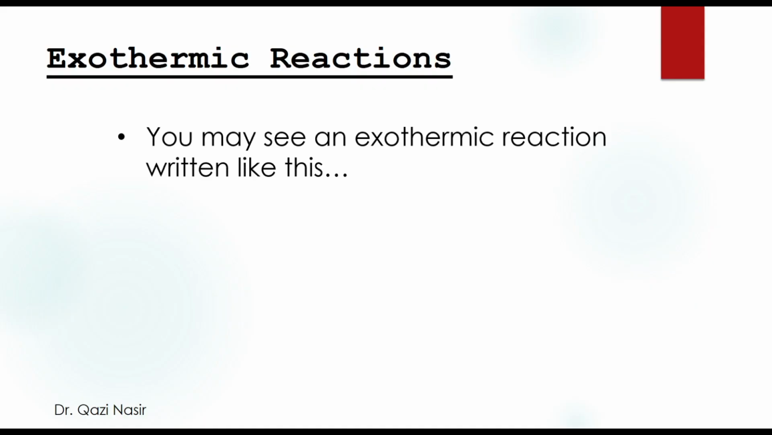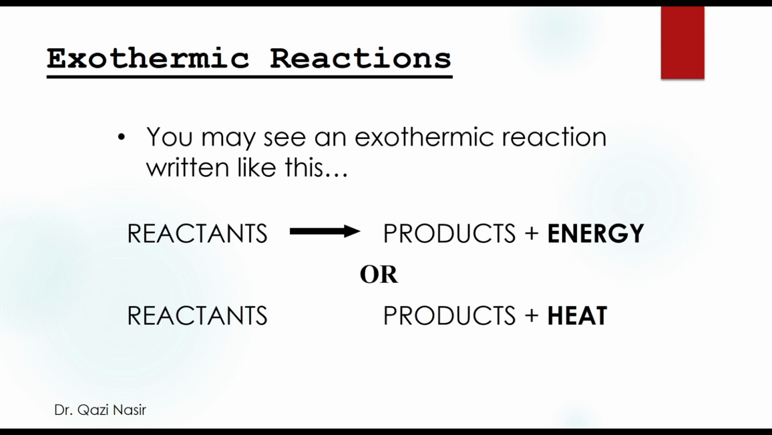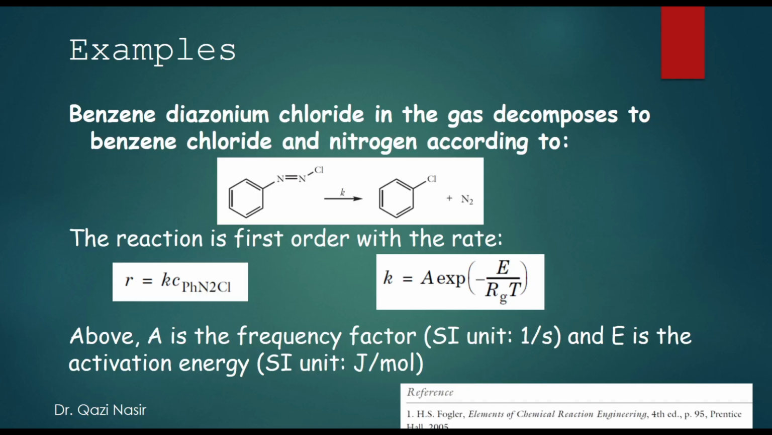An exothermic reaction may be written like this, where the reactants go to the product plus some energy, or the reactants go to the product side and give us some heat, or heat is produced. So let's jump into today's example.